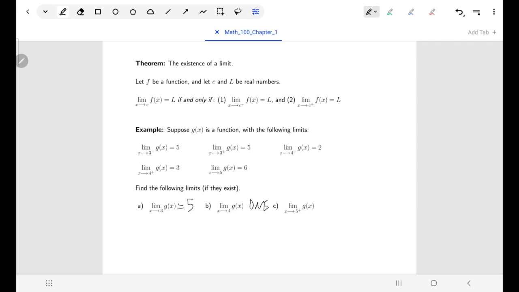And as far as the last part goes, if I know that the limit exists as x goes to 5, then I know that the left-handed limit and the right-handed limit must both exist, and they must both be the same. In other words, if the limit as x goes to 5 is 6, then the limit as x goes to 5 from the right should also be 6.